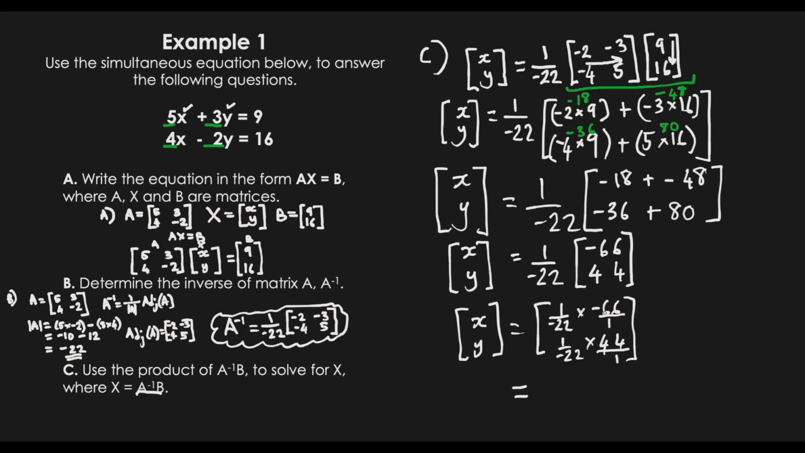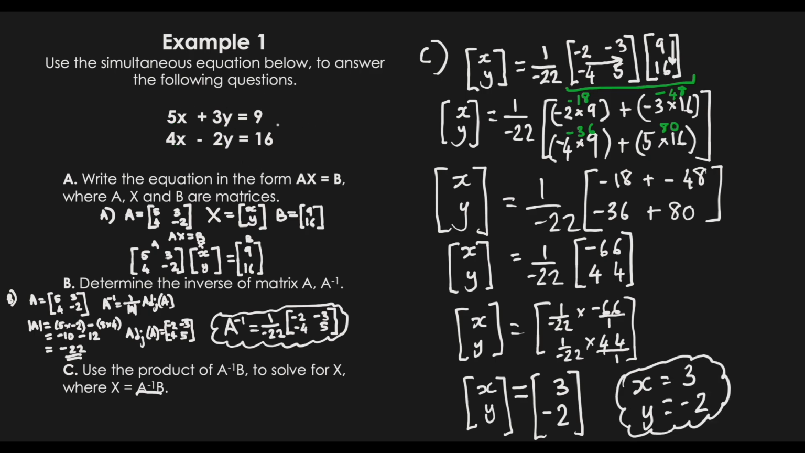So a negative divided by a negative is a positive. So 66 divided by 22 would give us 3. And then 44 divided by negative 22. So a positive divided by a negative would give us a negative. So 44 divided by negative 22 is negative 2. Therefore, we are saying that x is equal to 3 and y is equal to negative 2.